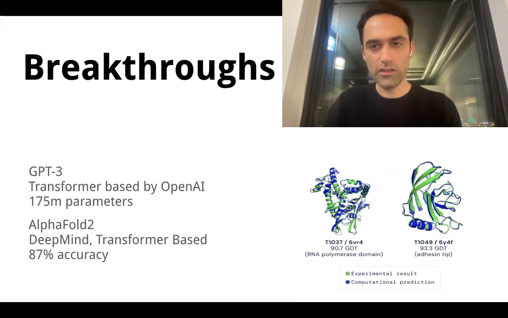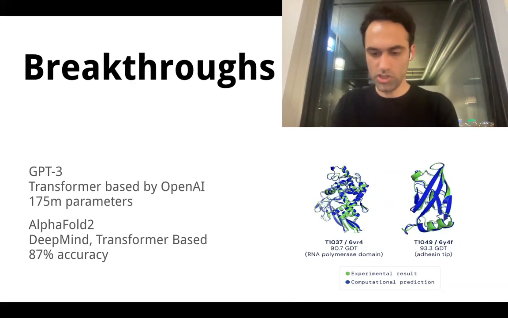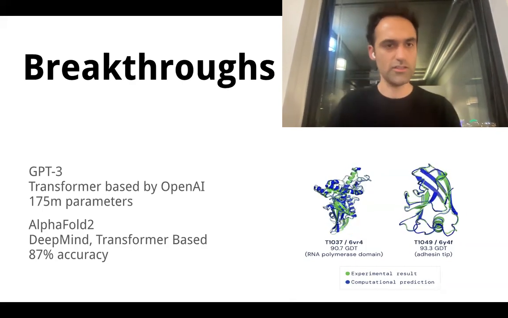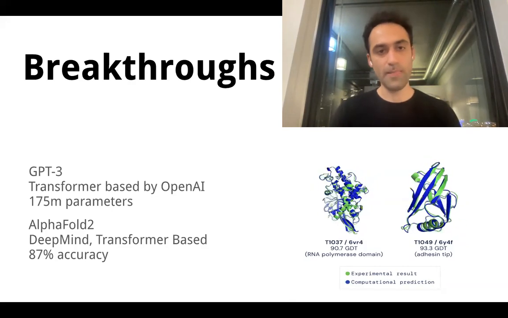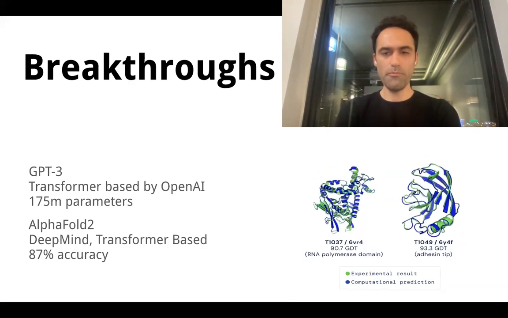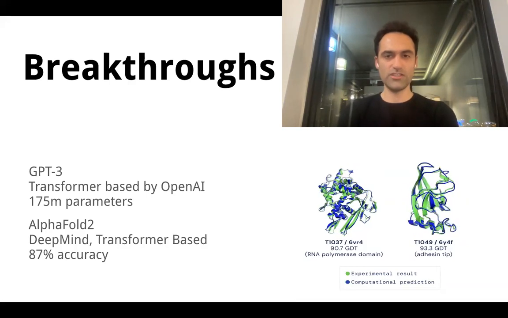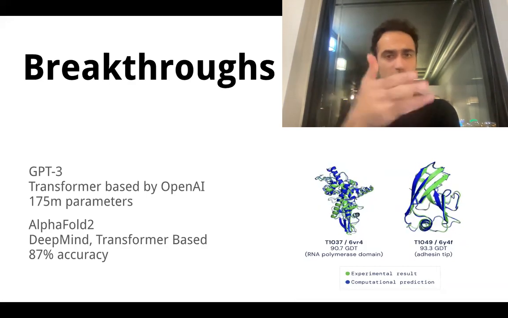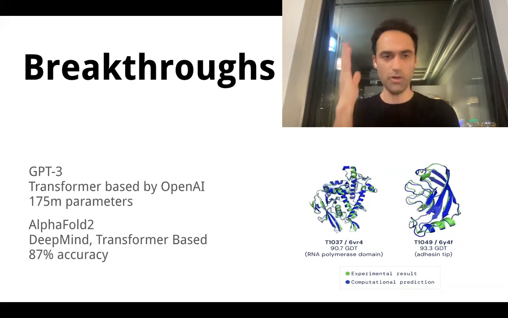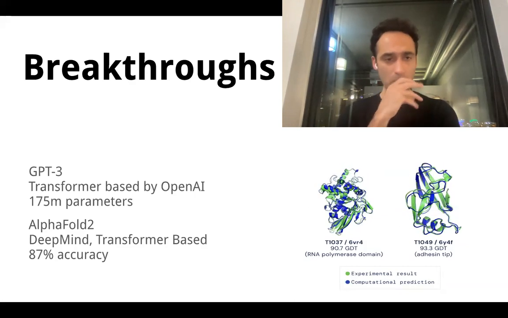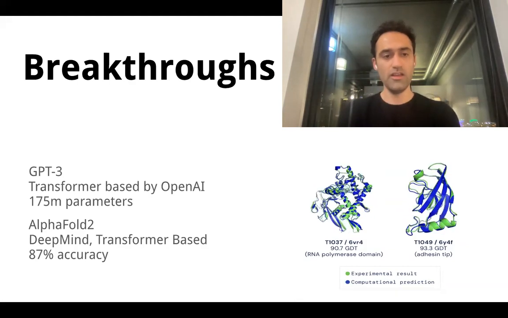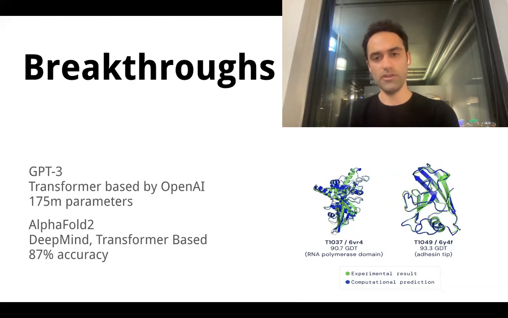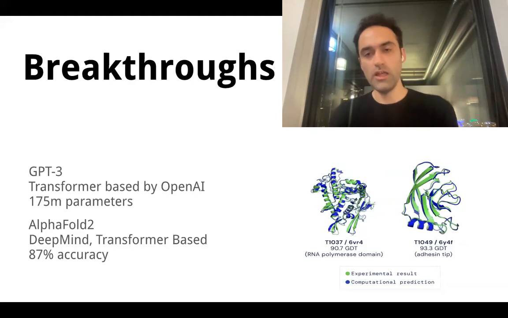So we're getting to the end of this presentation. 33 minutes, this is not bad. So I'm going to talk about the breakthroughs very fast. The two main things in the last 3 years for me were, first, obviously, GPT-3, that everybody knows about and talked about. It's a transformer-based architecture by OpenAI, 175 million parameters. This was a massive model.